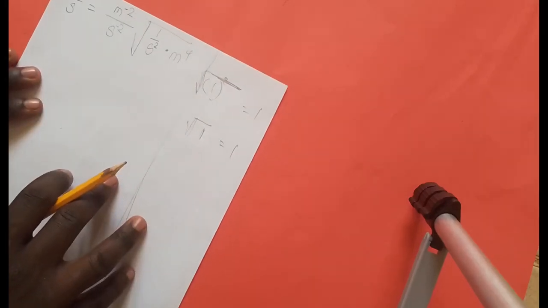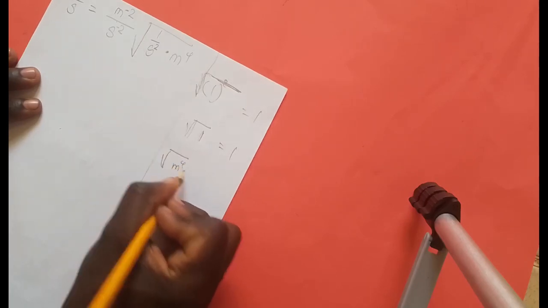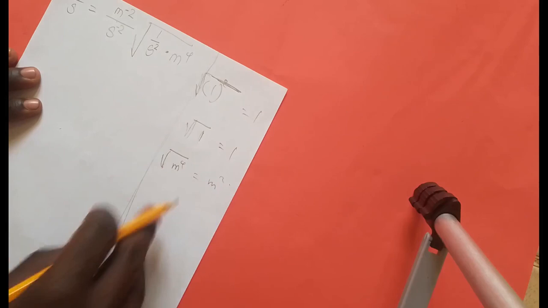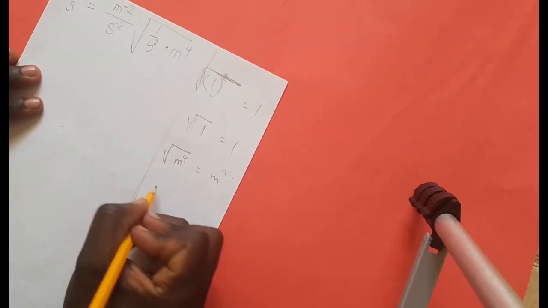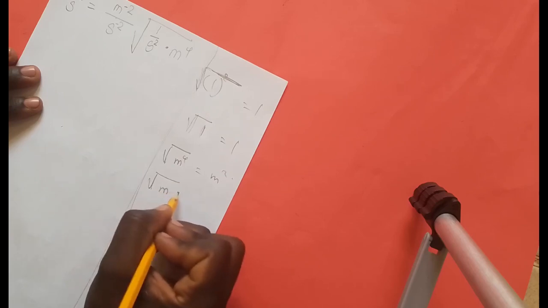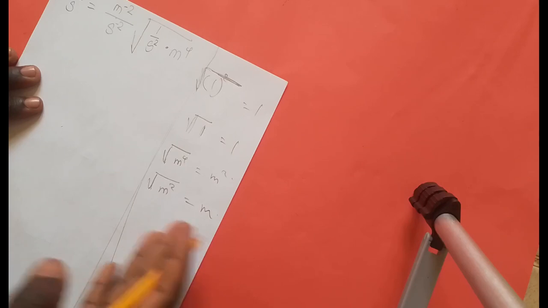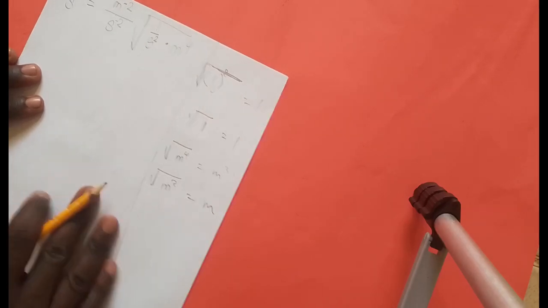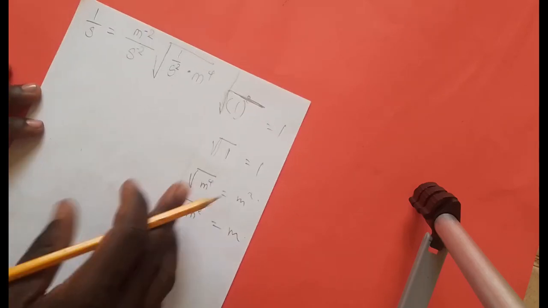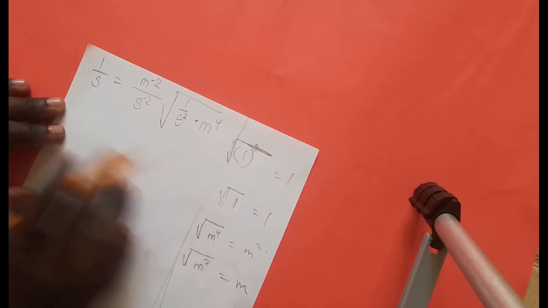Then also I want you to keep this in mind. The square root of m to the power 4 is equal to m to the power 2, right? You just divide the power by 2. So therefore, the square root of m squared is equal to m. This is from O level mathematics, and I hope obviously you know this because you're A level, right? So let's start simplifying now.